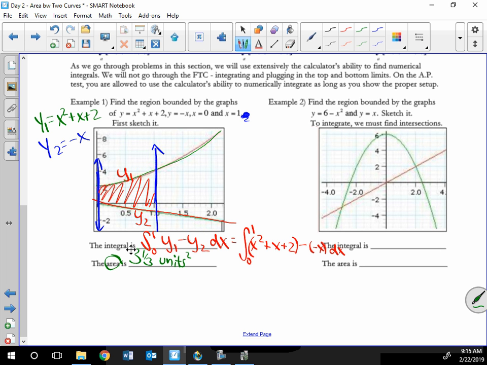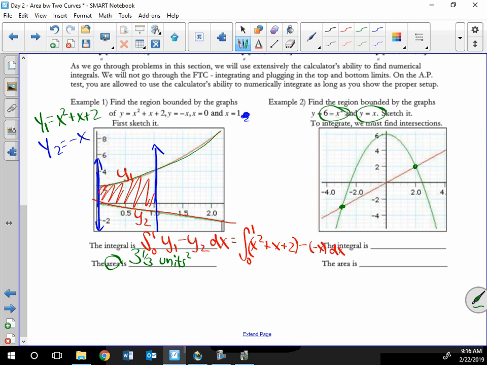Alright, so let's go and take a look at example 2. It says find the region bounded by those graphs, and then sketch it. To integrate, we must find the intersection. So here, they did not tell us from x equal to x equal, so we have to actually find those regions, or those bounds. So we know that this is an upside down parabola, and obviously they've given us the graph here, but we know this is an upside down parabola and that this is a line. So we need to find these points of intersection.